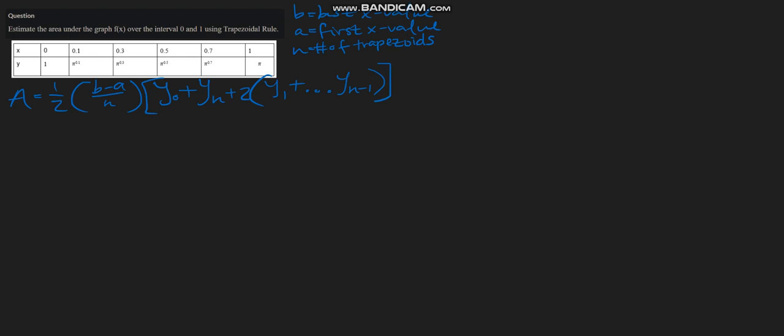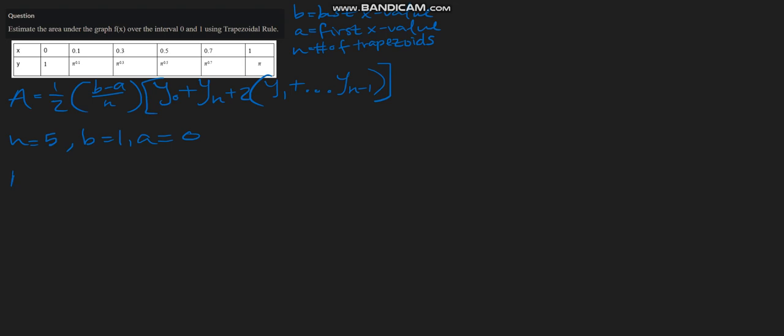So n equals 5, right? So what is b? The b is the last x value. So here we can see that b equals 1. What is a? A is the first x value. So a equals 0, right? So now we have our values, at least we have the values for b, a, and n. And these y's over here, we can go with that in a bit. So now let's start substituting for the variables.